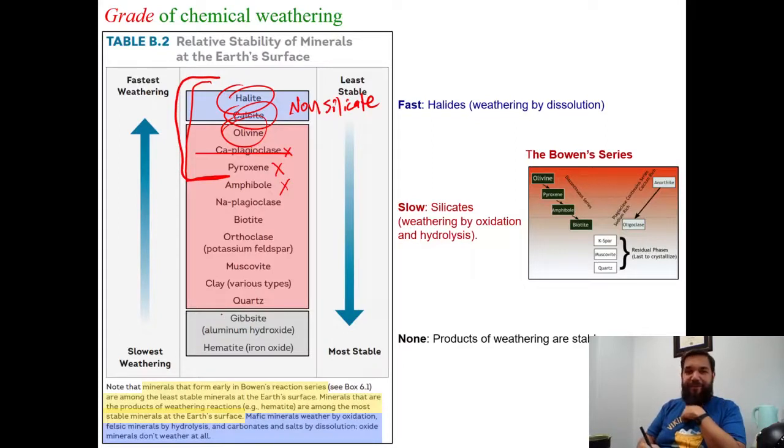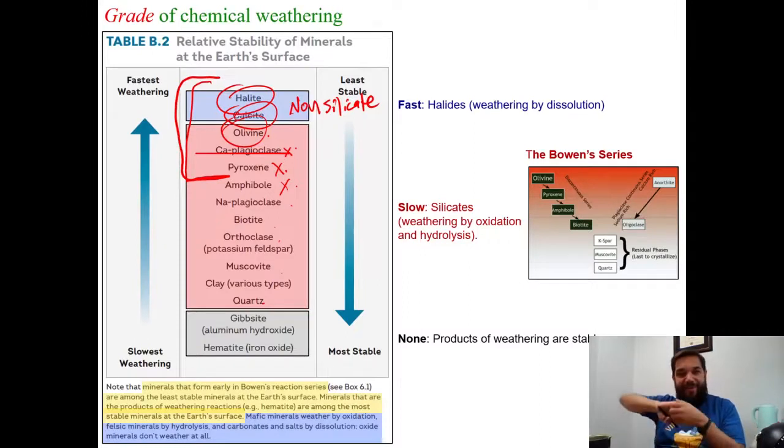Well, isn't this kind of cool? Look at this. Olivine, calcium-rich plagioclase, pyroxene, amphibole, sodium-rich plagioclase, biotite, orthoclase, muscovite, I'm going to skip clay, quartz. That's the Bowen's reaction series, right? It's the continuous and discontinuous Bowen's reaction series. So it's really kind of cool because it shows you that the Bowen's reaction series also plays out in how hard it is or how easy it is to weather a mineral. Okay, quartz is the toughest, followed by muscovite, orthoclase, biotite, plagioclase, amphibole, pyroxene, finally olivine.